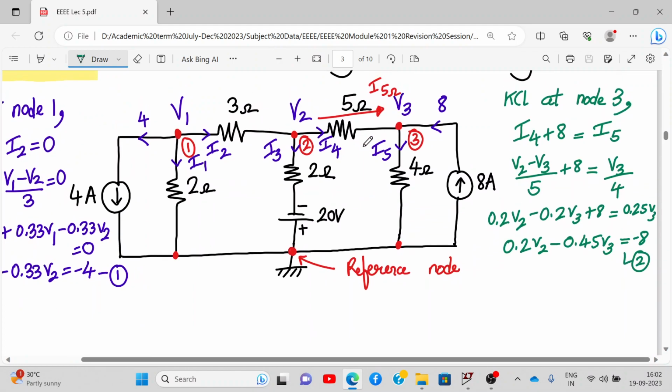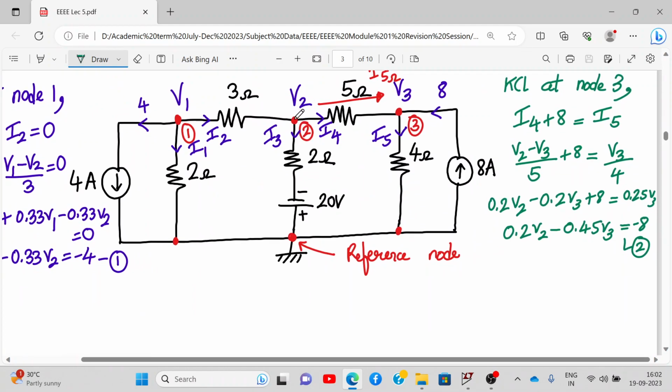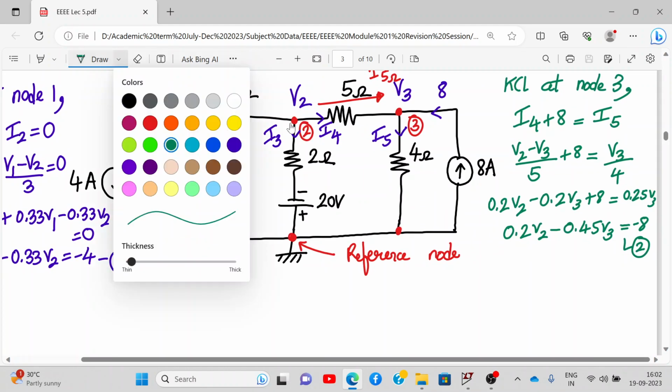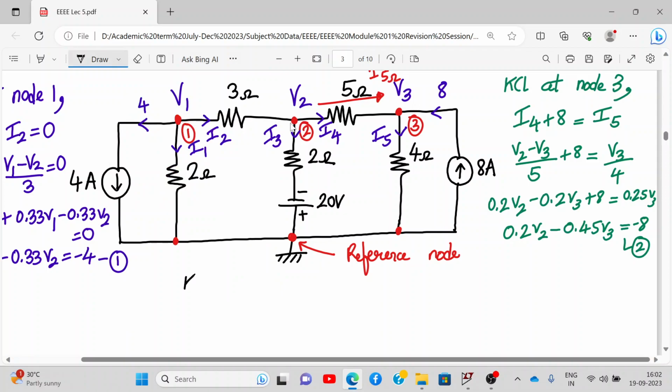Now we'll apply KCL at node number 2. So let's use black color only. So KCL at node 2. At node 2, if you look carefully, I2 is the incoming current and I3 and I4 are outgoing currents. So we can write I2 is equal to I3 plus I4. So I2 is V1 minus V2 upon 3.